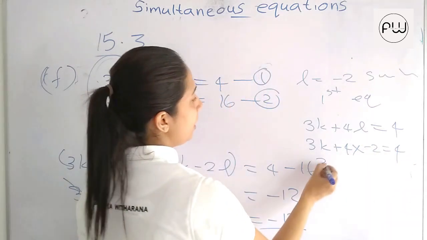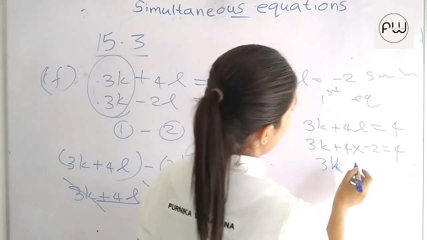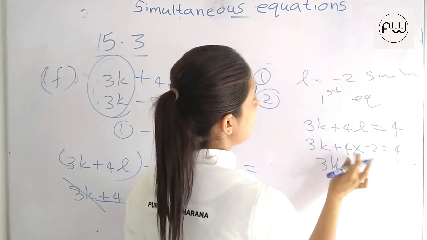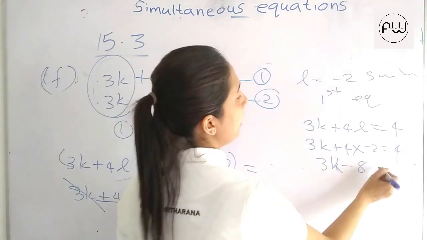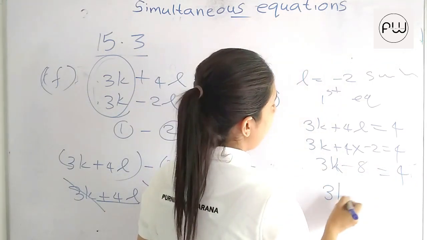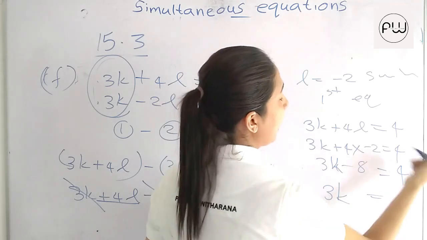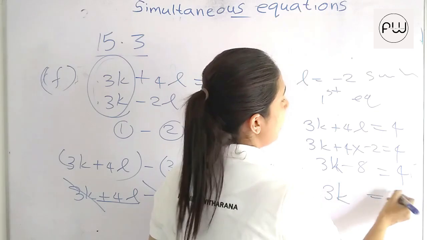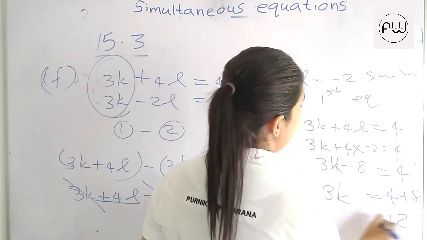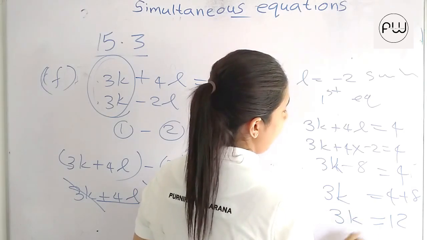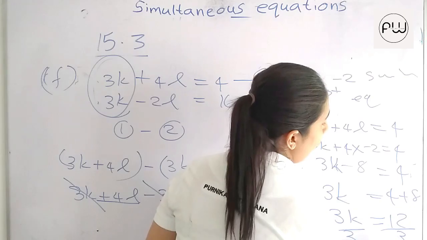Now let's substitute. I am erasing this part. 3k here. Plus by minus it's minus. 4 times 2 is 8. Then 3k minus 8 equals 4. Then we can remove this minus 8 by adding plus 8 to the other side. Then 4 plus 8 becomes 12 equals 3k. Then we can divide both sides by 3. Then k equals 4.